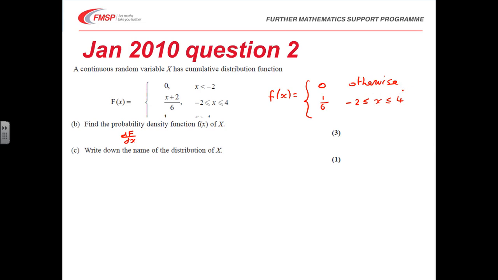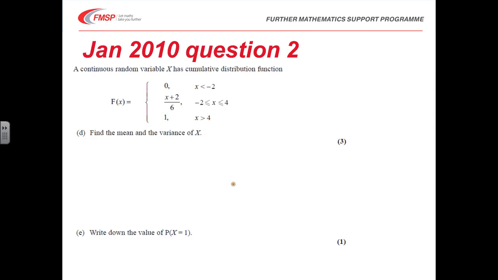So again, some quite nice marks. You get 1 method mark for stating that we're differentiating, you get an accuracy mark for differentiating correctly, and then you get a B1 for defining it over the entire range. Okay, we're then asked to write down the name of the distribution. So in this particular case, we can recognize that f of x is uniform. Okay, so if you wanted to give it some form of name, you need to call it a continuous uniform distribution, or rectangular, of course, because rectangular is another way of stating this.